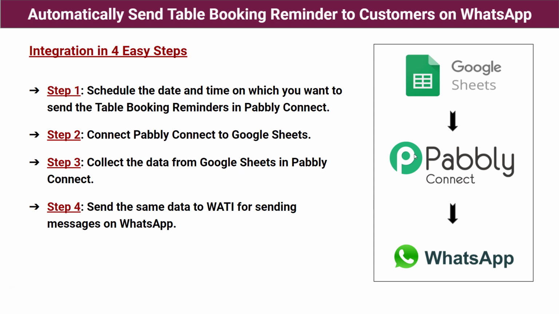So in third step, we will collect the data of our customers from Google Sheets to Pabbly Connect. And step 4 is send the same data to Vati for sending messages on WhatsApp. So at the final step, we are going to send the collected data as a new message here in WhatsApp, and to do this we are going to use another application called Vati. So I'll tell you what Vati is later on in this video. First of all, let's jump to our step 1 and open Pabbly Connect.